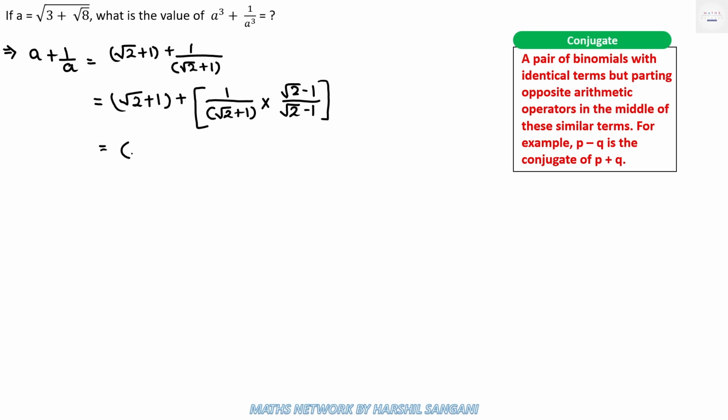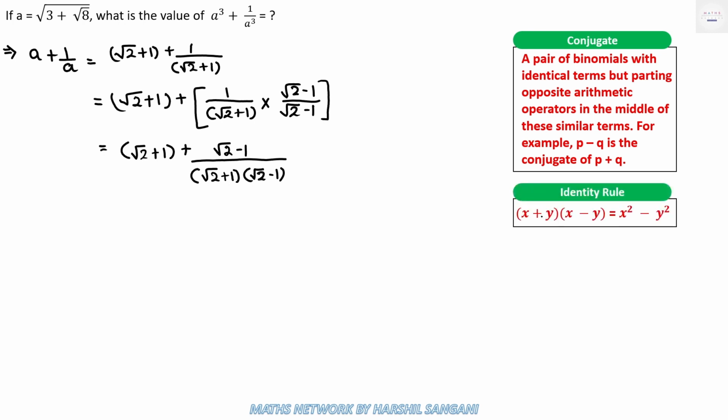Now guys, we write this as root 2 plus 1 plus root 2 minus 1 multiplied by 1, which is root 2 minus 1, upon root 2 plus 1 multiplied by root 2 minus 1. Now guys, the denominator is in the form of an identity rule that for any variable x plus y multiplied by x minus y, it equals x square minus y square. So we can write this as root 2 plus 1 plus root 2 minus 1 upon root 2 whole square minus 1 square.